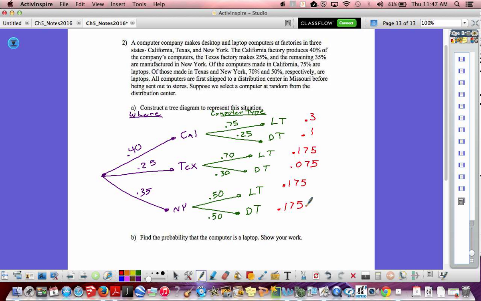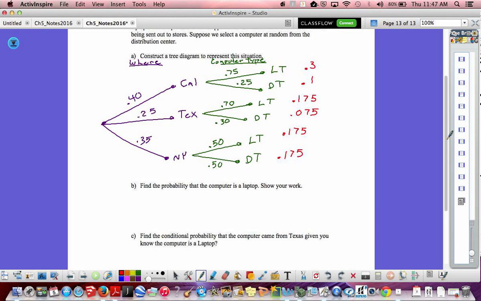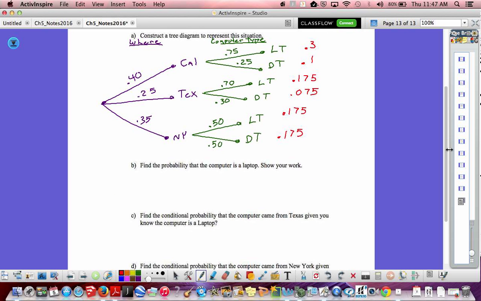So I can do a quick check to make sure my probabilities add up to 1. Well, these two added up to 40%. These two added up to 25. And the last two did add up to 35%. 40, 25, and 35 do add up to 1. So, great way to check, make sure I got all my calculations correct. How are we doing?